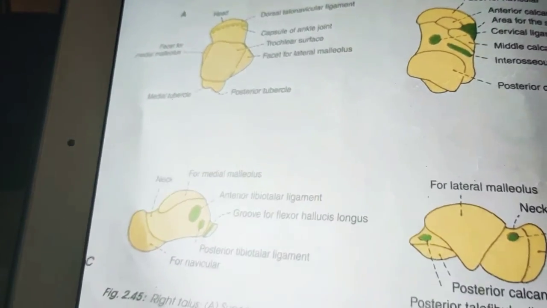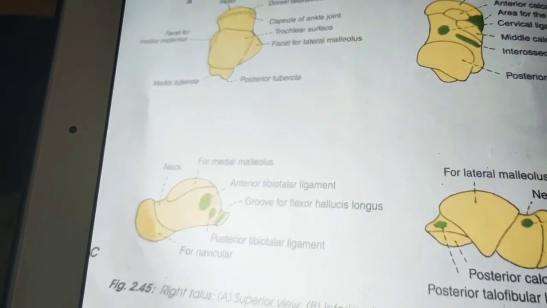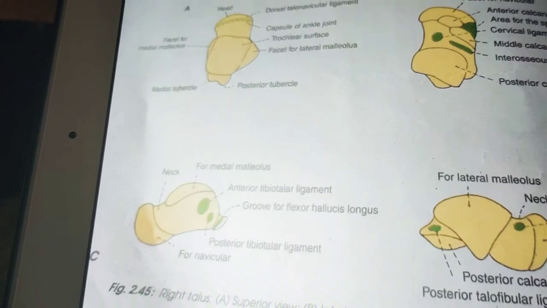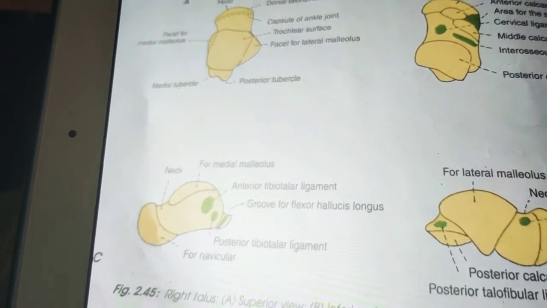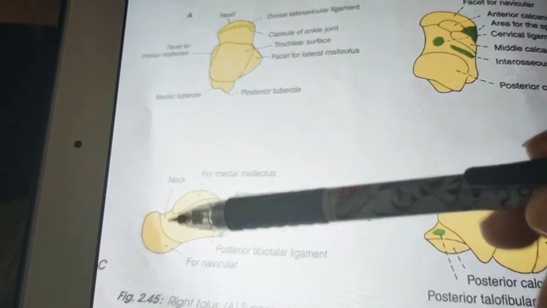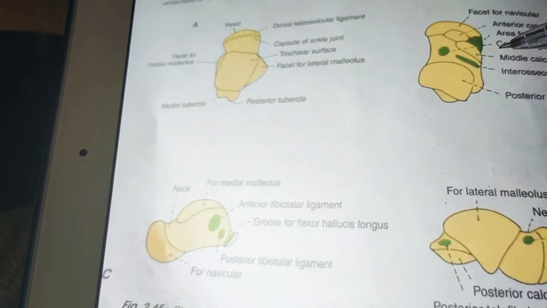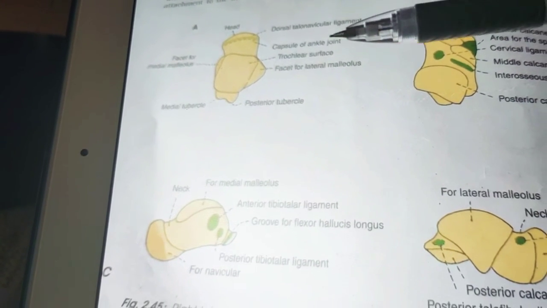So let us see what ligaments are involved in these 3 joints. Mainly, coming to the neck, let us start our discussion with the neck. You can see here the neck on all surfaces. So let us see what is attached.